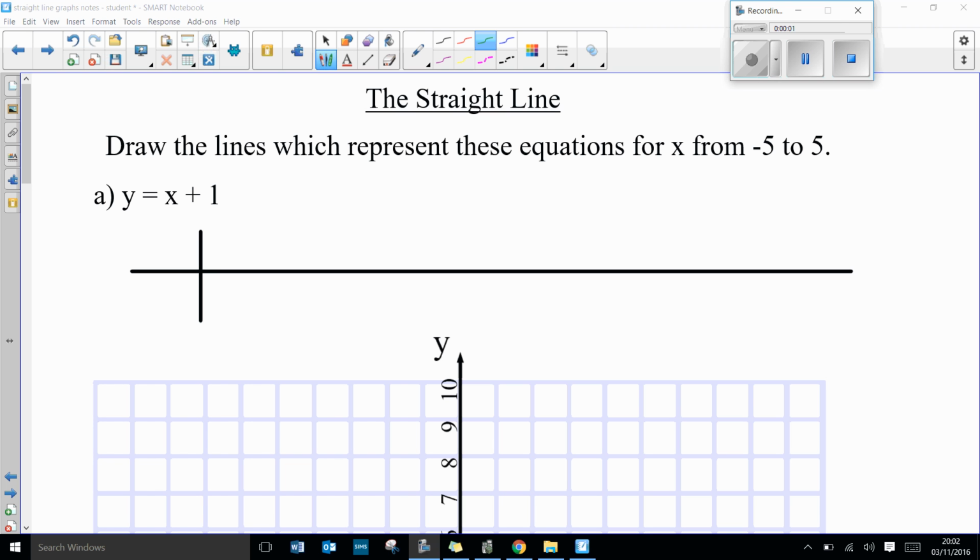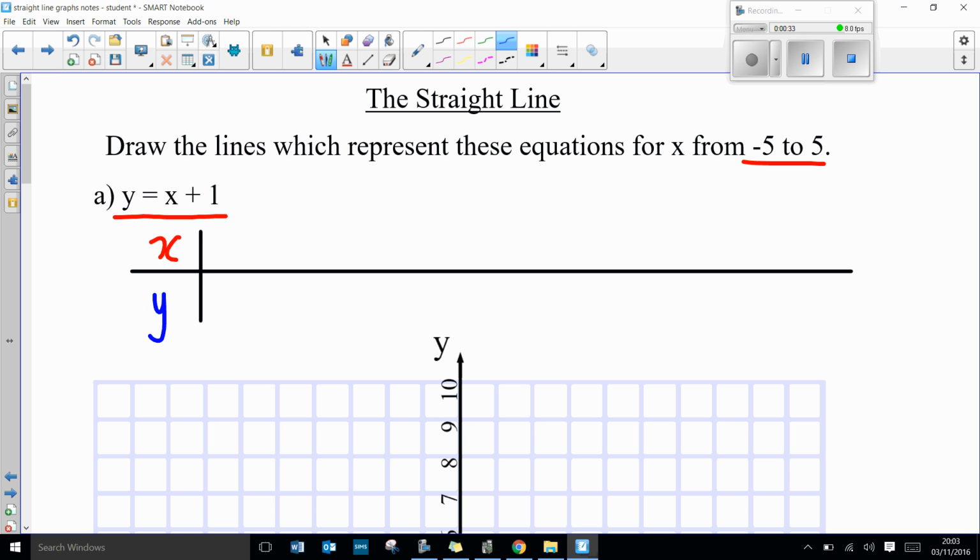This is where we may be asked to draw a straight line. So we've been given this equation, y equals x plus 1. They specifically asked us to draw it with x values from -5 to 5. So what I've done here is set up a table of values. My x would always go on the top and my y would go on the bottom.